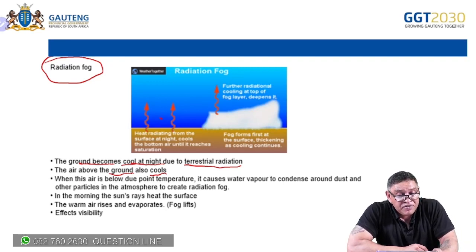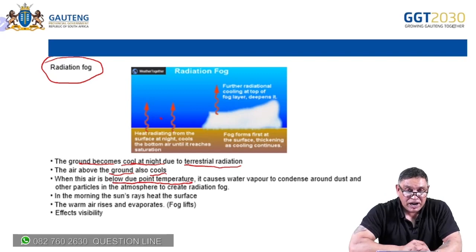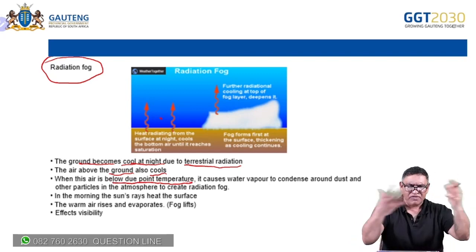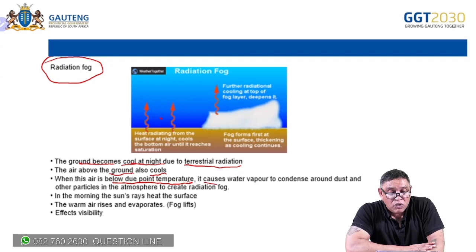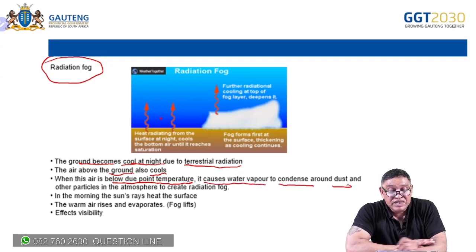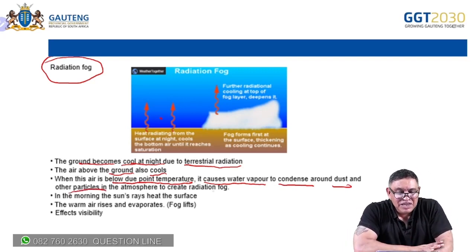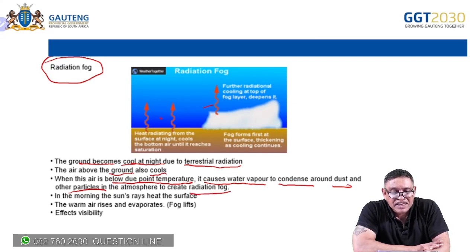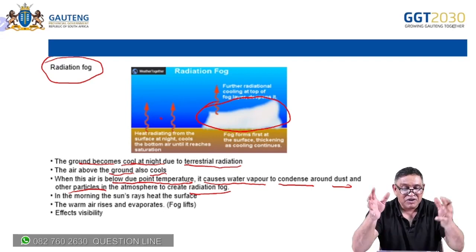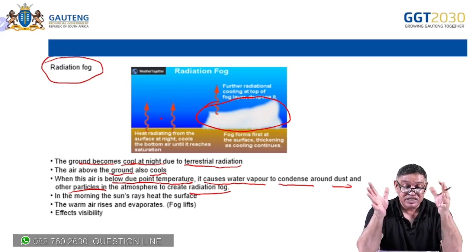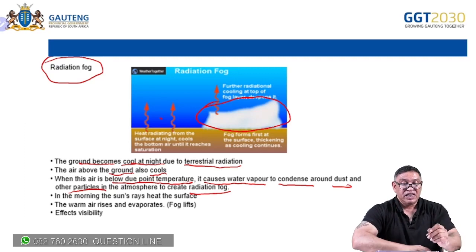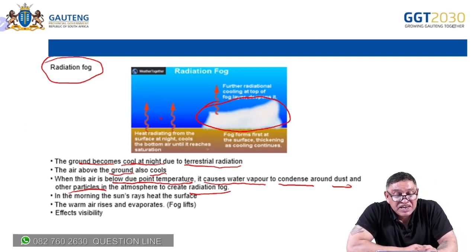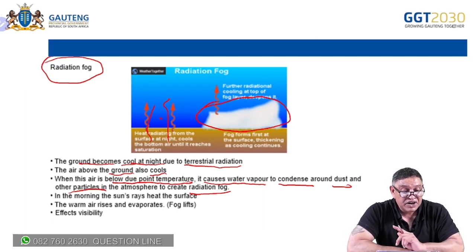When the air above is below dew point temperature, you know what happens at dew point temperature: condensation, generally cloud cover, etc. Okay, when the air above here is below dew point temperature, it causes the water vapor to condense around any dust formed there and other particles. Okay, so it creates like a thinner cloud near the surface, which creates this radiation fog. Can you see it here? All right, when it condenses due to reaching below dew point temperature, it forms this fog, which is like a cloud near the surface. Radiation fog, because it's associated with terrestrial radiation being given off. That is why we call it radiation fog.